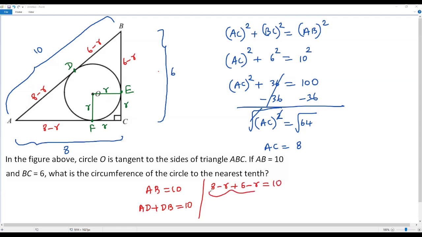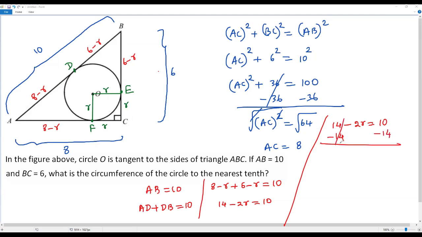Okay, now let's combine the like terms over here. When I combine this 8 and 6, I am getting 14. When I combine this minus R and minus R, I am getting minus 2R equals 10. Okay, let me continue over here. So let me write this equation as it is. That is 14 minus 2R equals 10. Let me subtract 14 from both sides. So when I do so, this positive 14 and negative 14 will cancel. I am getting minus 2R equals 10 minus 14, which is minus 4.